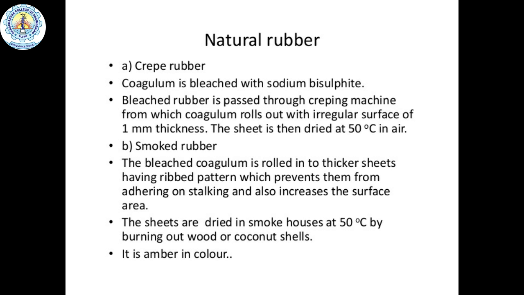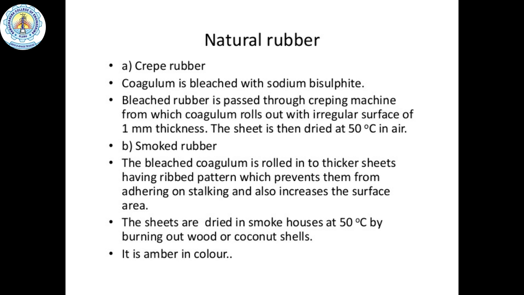Coming to the smoked rubber. The bleached coagulum is rolled into thicker sheets having a ribbed pattern which prevents them from adhering on stocking and also increases the surface area. The coagulation is carried out in long tanks having sides with vertical grooves fitted with metal plates. Diluted latex is poured into the tanks with the plates removed. Then dilute acetic acid or formic acid is added to the mixture and it is stirred thoroughly.